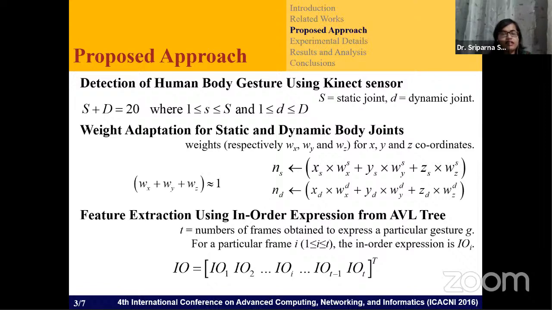And here T is the number of frames taken to express a particular gesture G. So dynamic gestures are taken into consideration, and for one particular frame, suppose the ith frame, the in-order expression will be IO_i, where IO stands for in-order and the suffix is i. As there can be T number of frames, i goes from 1 to capital T. Then there will be this many in-order expressions, and this total scenario will be your feature.